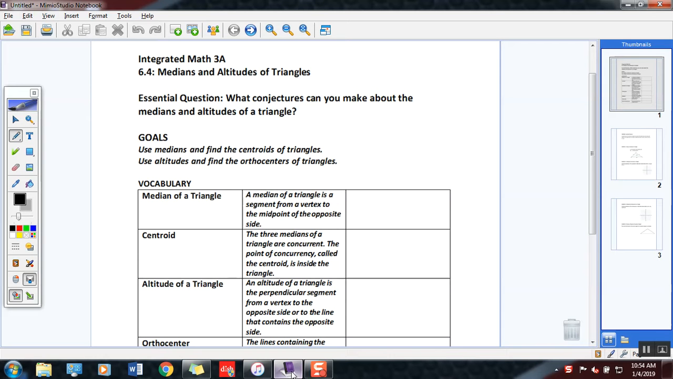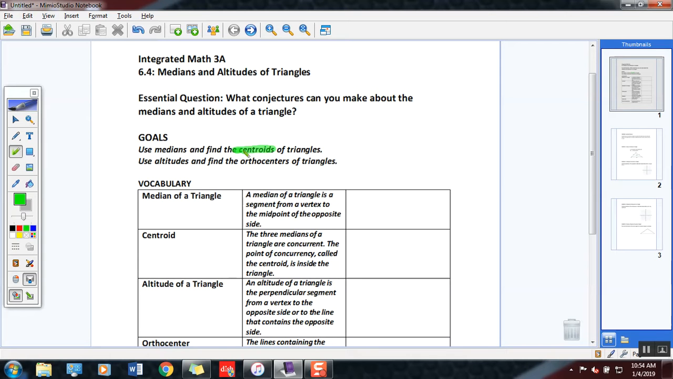I want to make sure you pay attention to this because we've got a lot of things going on here. Some of these are going to get confused with each other. So, what conjectures can you make about medians and altitudes? Our goal is to use medians and find the centroids. Anytime you're using medians, they are going to have a point of concurrency that's called the centroid of a triangle. We'll talk about what that means.